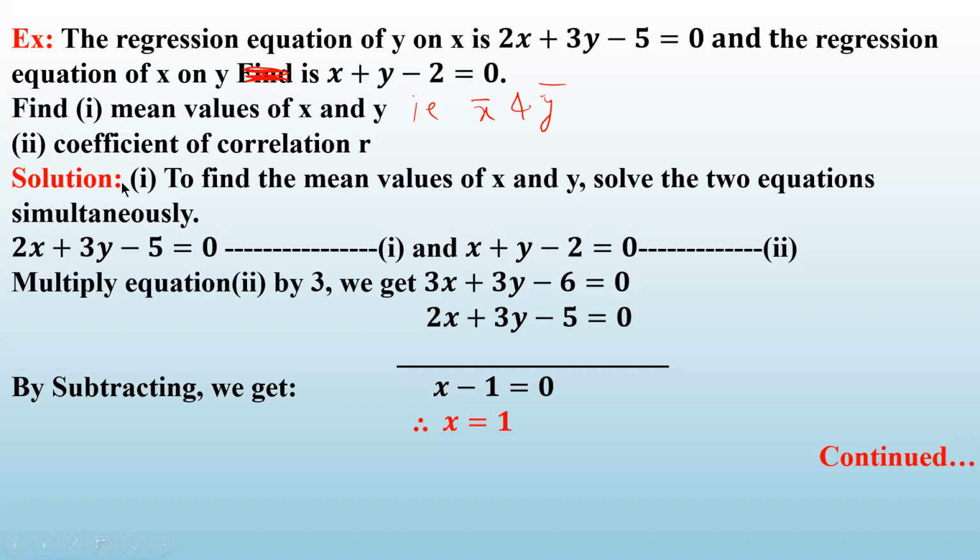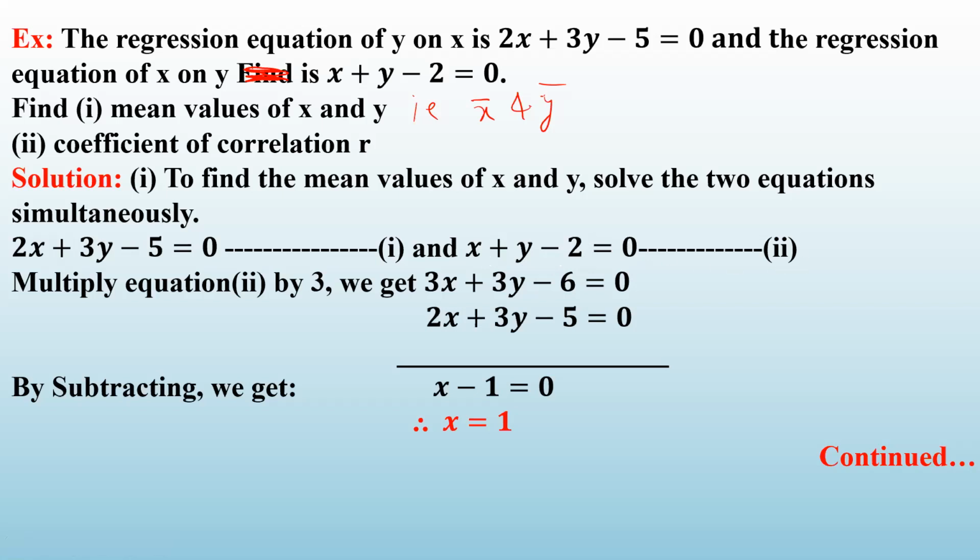Look at what I've written here. To find the mean values of x and y, solve the two equations simultaneously. See how I have done. This is the first equation, 2x plus 3y minus 5 equal to 0, which I have named 1. This is the y on x equation. The second one is x plus y minus 2 equal to 0. This is the regression equation of x on y, which I have called equation number 2.